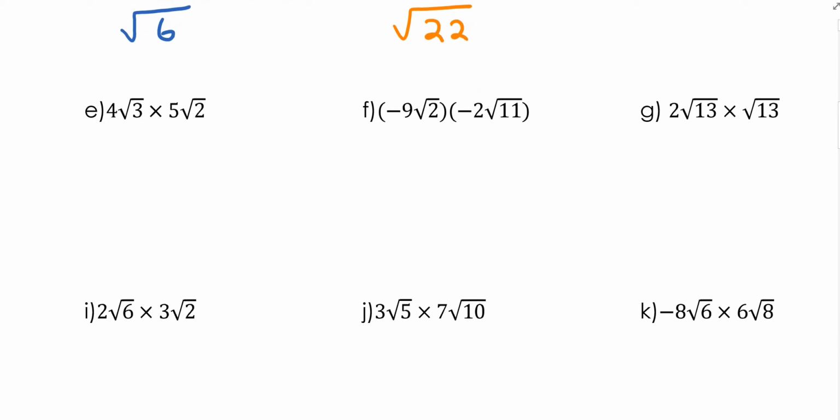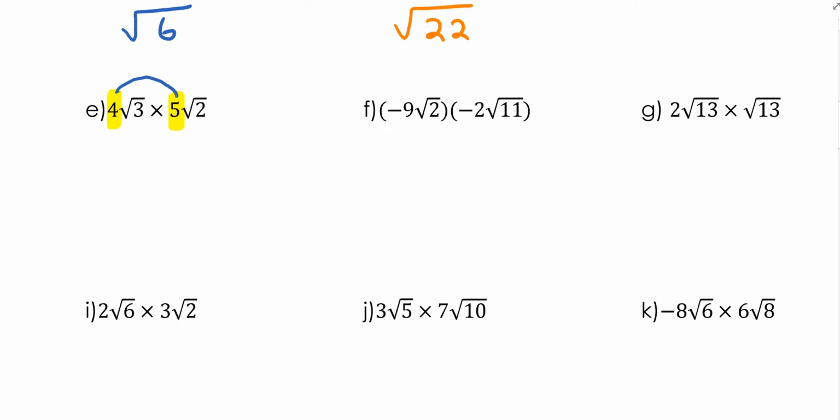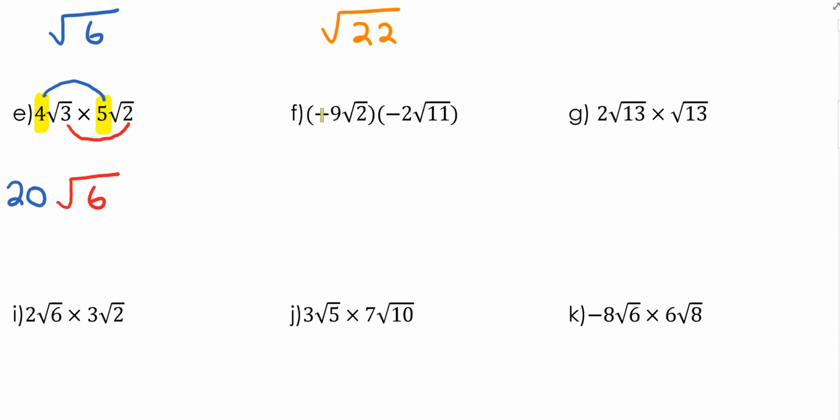Okay, so let's move on to letter E. Letter E, I do have some outside numbers first. So I can do outside with outside. So 4 times 5 is going to be 20. And then I can multiply the inside numbers with the inside numbers. So 3 times 2 is going to be 6. So my final answer is 20 root 6.